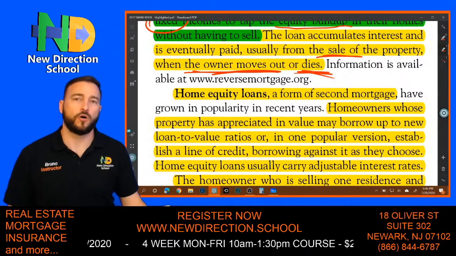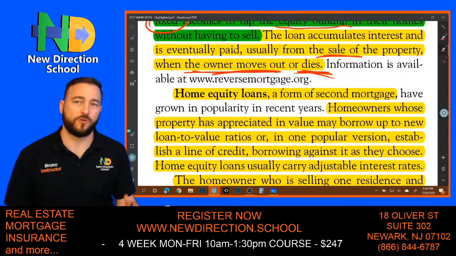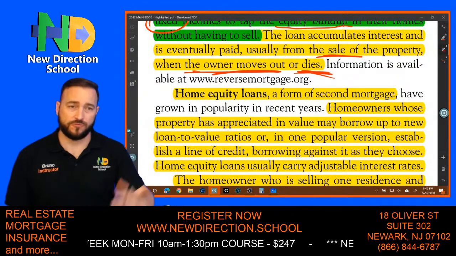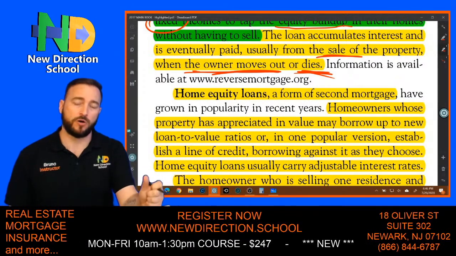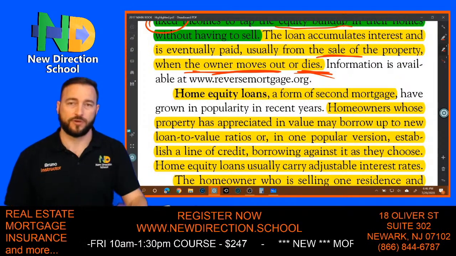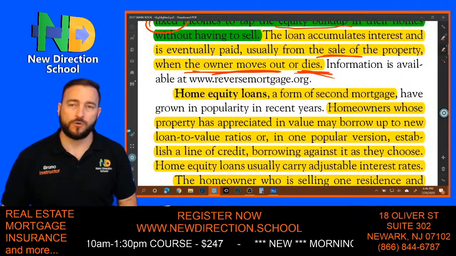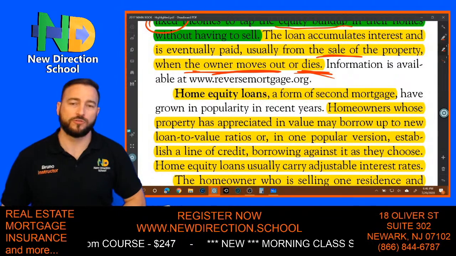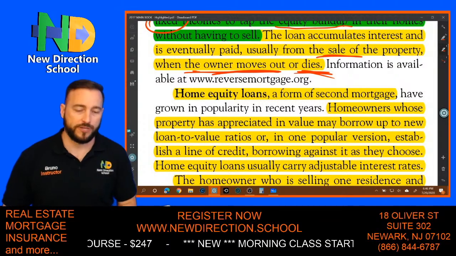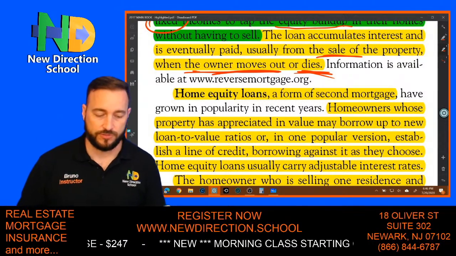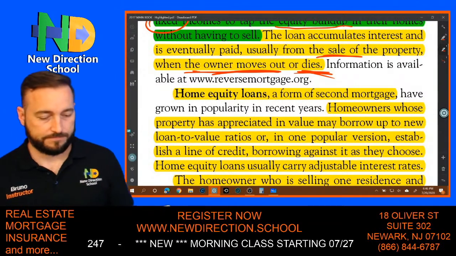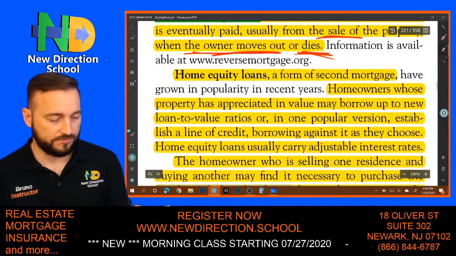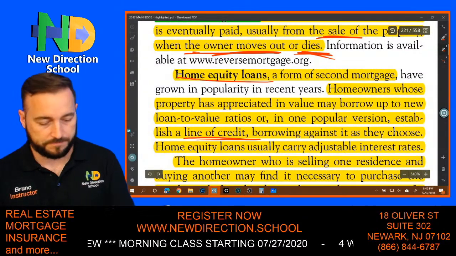The next one is home equity loans. It's a form of second mortgage, okay? That means when you have equity, just like the reverse mortgage, you can borrow more money against the property. So homeowners whose property has appreciated in value may borrow up to new loan to value ratios, borrowing against it as they choose. Or in one popular version, a line of credit, okay? So line of credit or home equity loans.